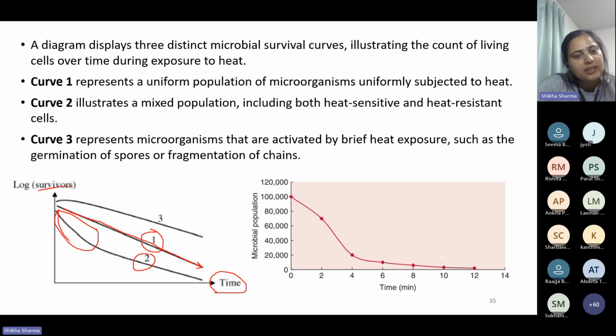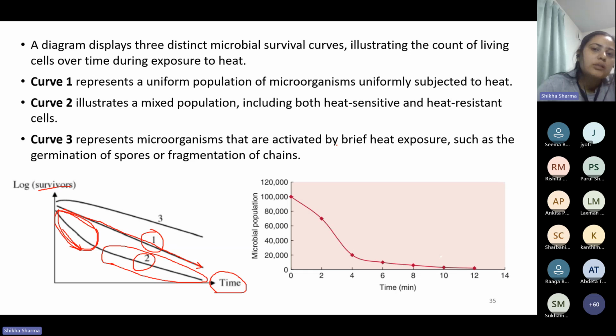In the heat sensitive microorganisms, their population will suddenly decrease, because they come in contact with the heat. But the thermal resistant ones, their population will not decrease so fast. It will decrease, but at a very low rate, because they can survive that temperature.